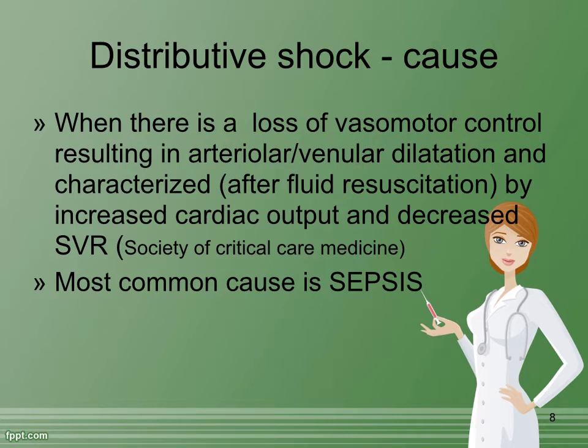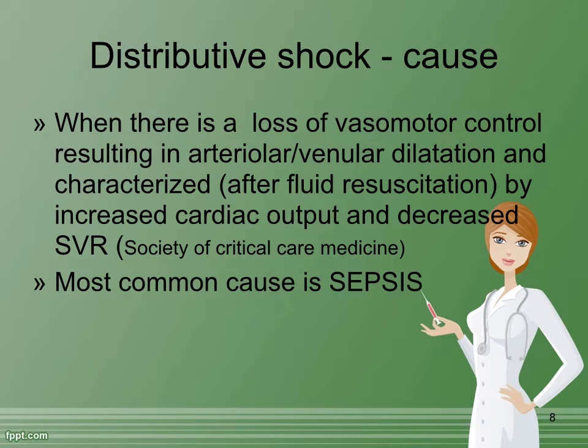Distributive shock. Now, distributive shock gets more attention because the most common cause of distributive shock is sepsis. So when there is a loss of vasomotor control resulting in arterial or venular dilatation and characterized after fluid resuscitation by increased cardiac output and decreased systemic vascular resistance, then it is known as distributive shock.